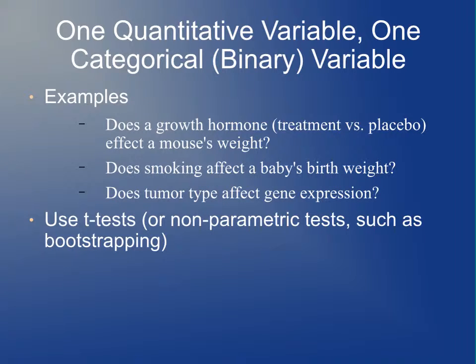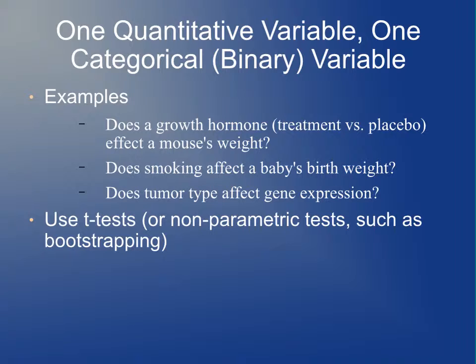If you have one quantitative variable and one categorical variable, say that we give some of our mice a hormone treatment and some of them a placebo, and we want to see if there's a difference in the weight between the two groups. Or say we want to know if smoking affects a baby's birth weight, or if two different tumor types have different gene expressions. In both of these cases, we have one quantitative variable and one categorical variable.